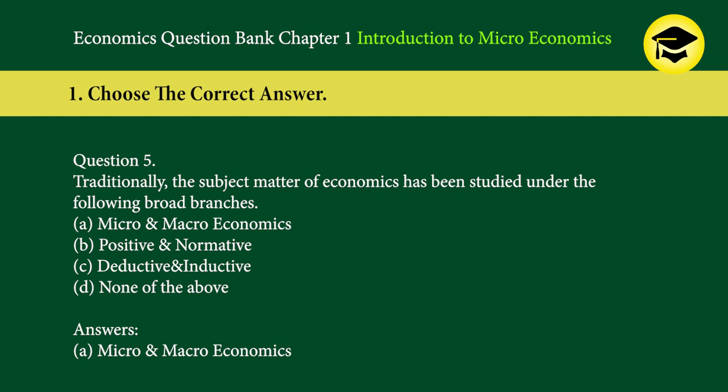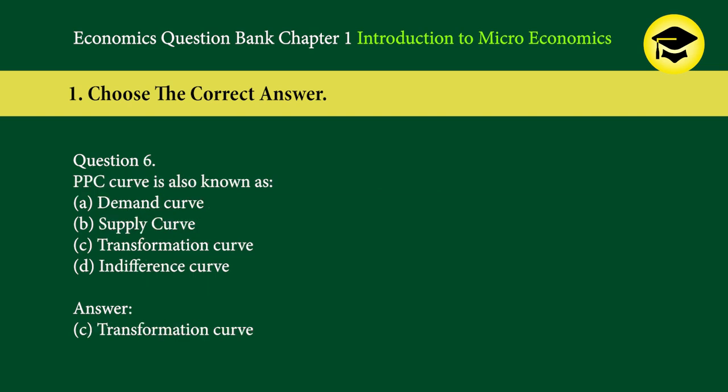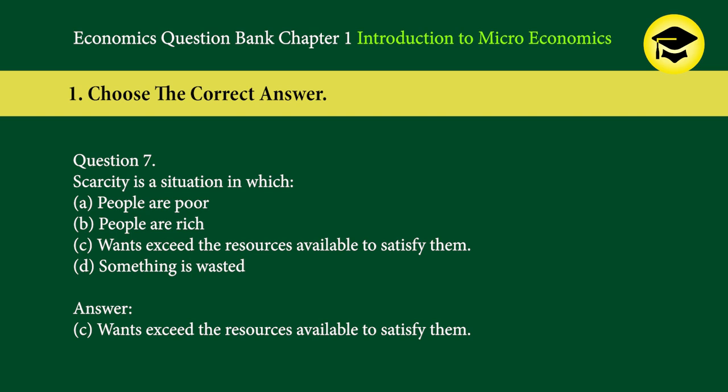Question 5. Traditionally, the subject matter of economics has been studied under the following broad branches. A. Micro and macroeconomics. B. Positive and normative. C. Deductive and inductive. D. None of the above. Answer A. Micro and macroeconomics. Question 6. PPC curve is also known as A. Demand curve. B. Supply curve. C. Transformation curve. D. Indifference curve. Answer C. Transformation curve.